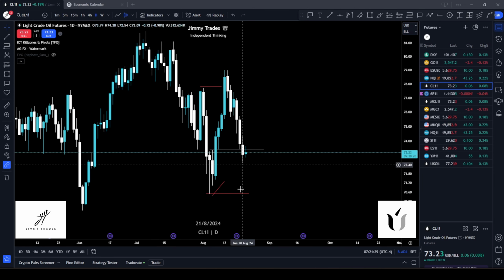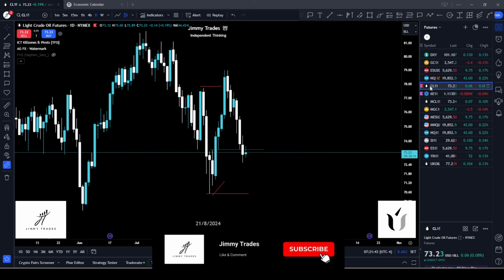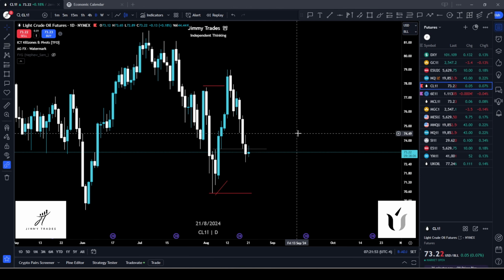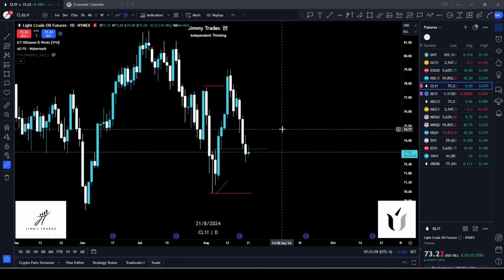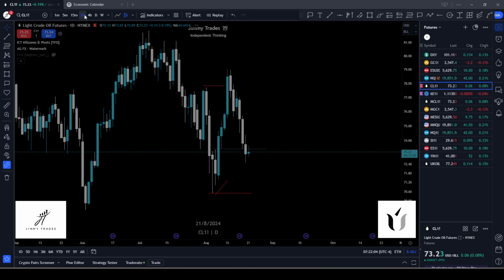So bearish on oil today. I don't know if anyone else uses these little tags over here, but I like to do that. It's a quick reference point when I'm trading. I don't need to go back to the daily chart at all. I just look up here and I can see what my bias is. Let's drop down to the hourly.